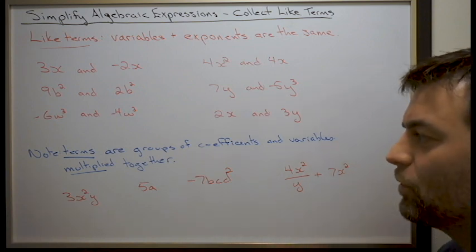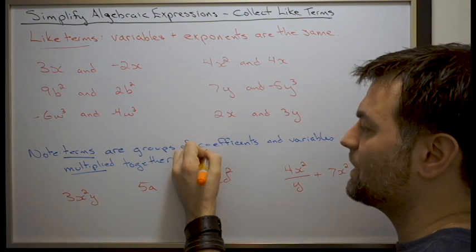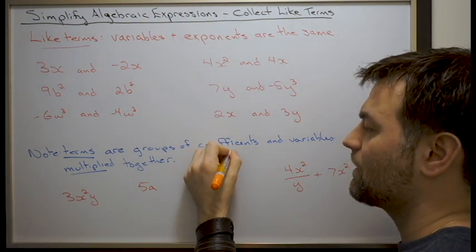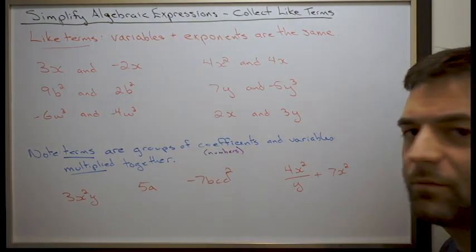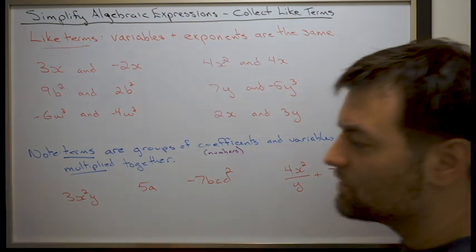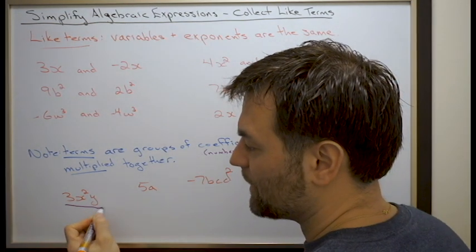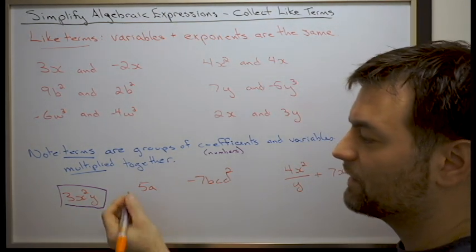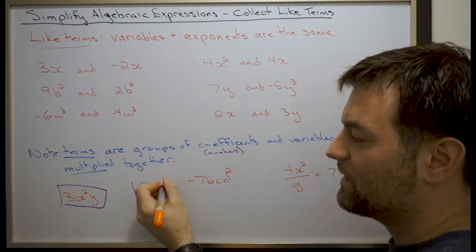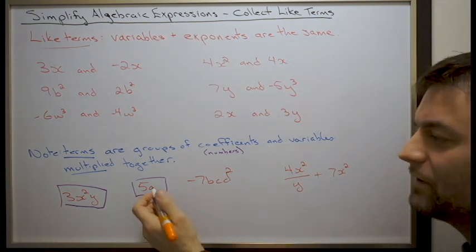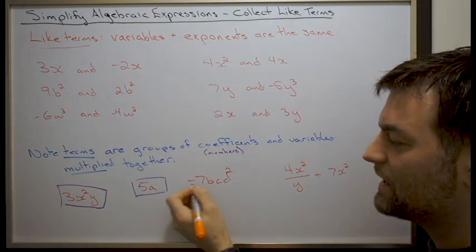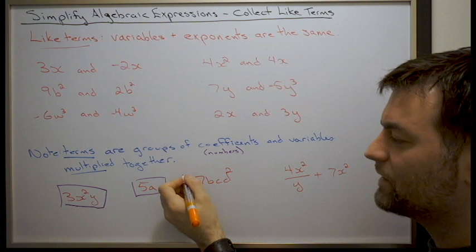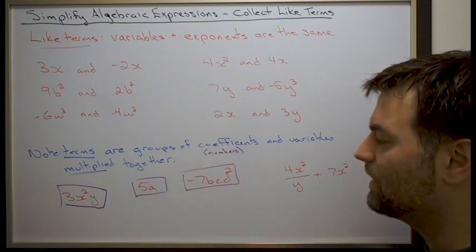Terms are just groups of coefficients, that means the numbers, and variables that are multiplied together. So 3x squared times y, that is a term. There's numbers and letters multiplied together. 5a is a term, a number and letter multiplied together. Negative 7bcd squared, that is a term.